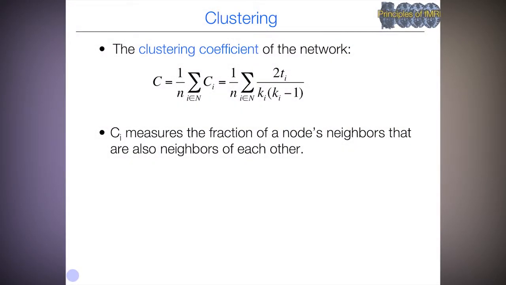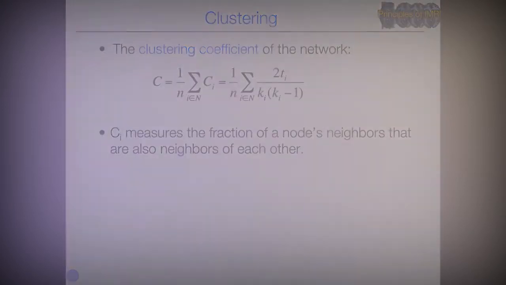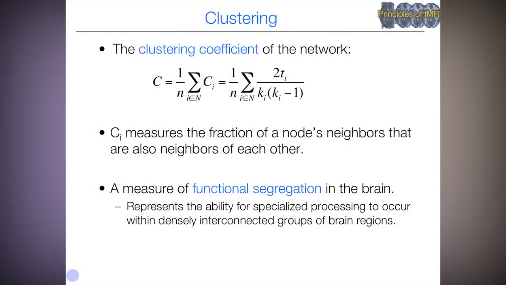The first one we're going to talk about is the clustering coefficient of the network. The clustering coefficient is defined as follows, and it depends on the number of triangles. Ci in this case represents the fraction of a node's neighbors that are also neighbors of each other. Basically what Ci measures is the number of triangles that you have normalized by the total number of possible triangles. This is a measure of functional segregation in the brain and represents the ability for specialized processing to occur within densely interconnected groups of brain regions.